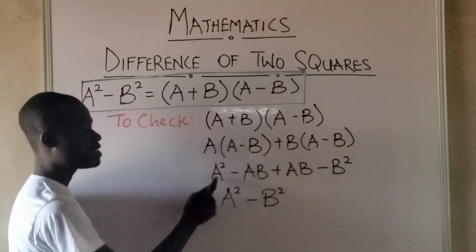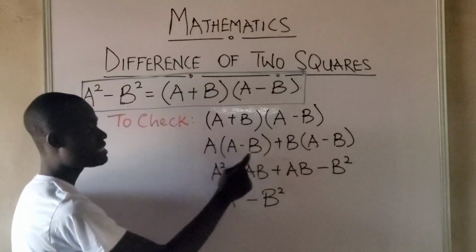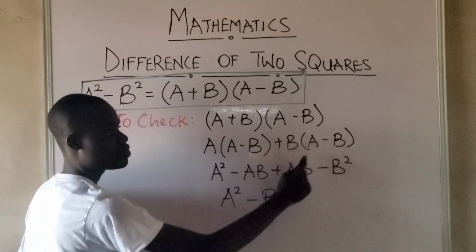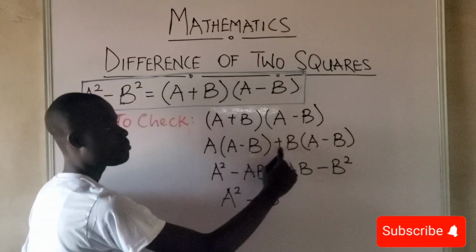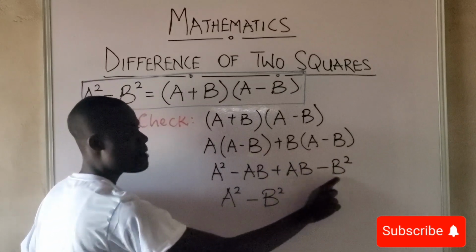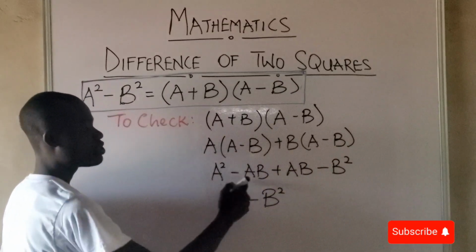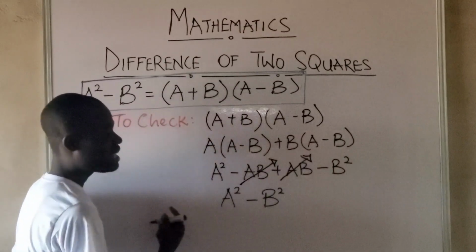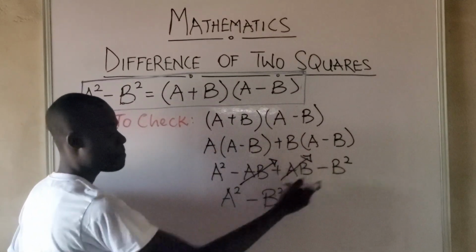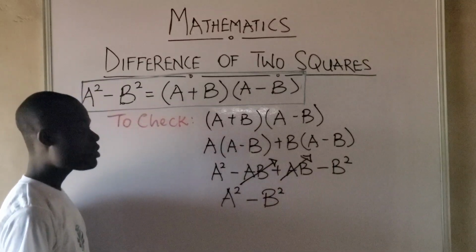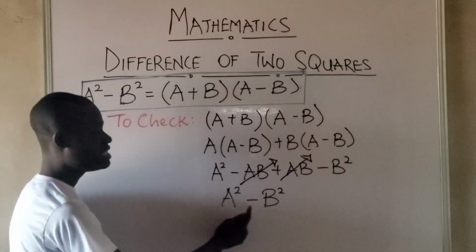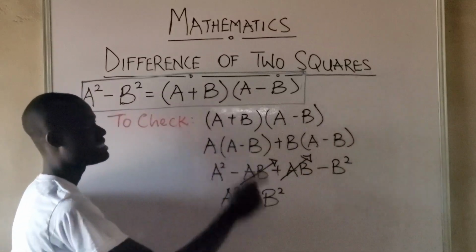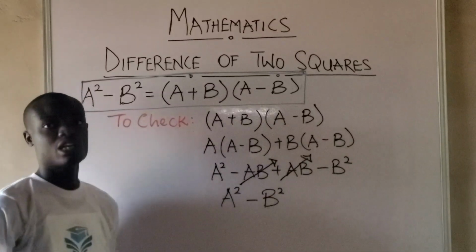So we have a times a will give us a squared. Then a times minus b will give us minus ab. Then plus b times a will give us plus ab. Then plus b times minus b will give us minus b squared. Now minus ab plus ab is equal to 0. So at the end we have a squared minus b squared. So this tells us that actually the difference between two squares is equal to the sum of the individual numbers times the difference of the individual numbers.